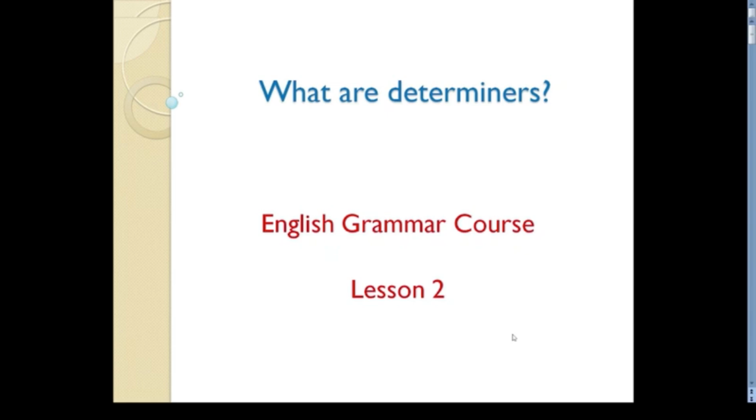Welcome back. In this lesson, we will learn about determiners. Determiners are the small words that go at the beginning of noun phrases. They are not exactly adjectives, but they serve more or less the same purpose. Just like adjectives, determiners also give more information about nouns.